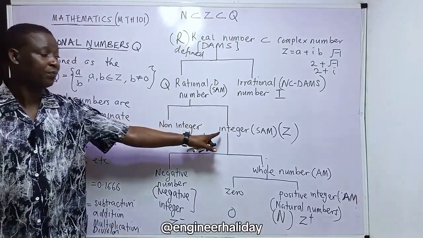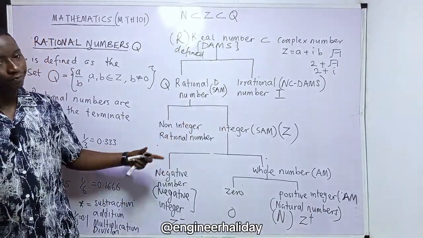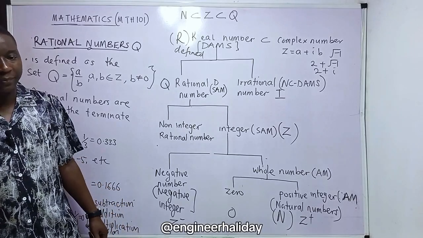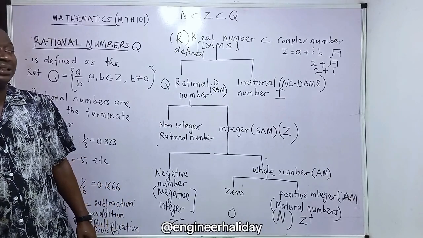Look at the rational numbers. Integers are a part of it. The other part is not integers. So what do you say about that? You can see that it's very clear.